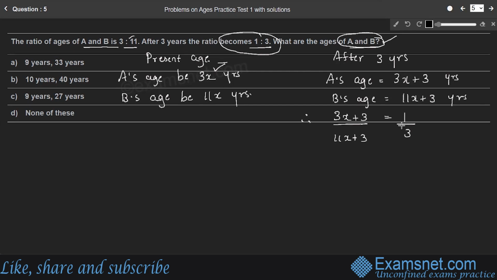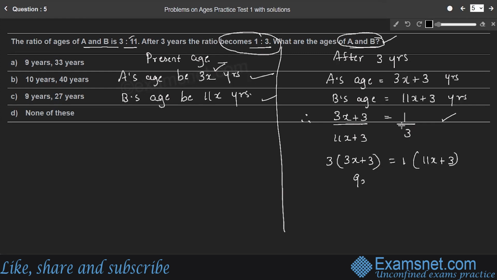They're asking, so here we need the value of 3x and 11x. For that, let us find the value of x first, using this equation. 3 into 3x plus 3 is equal to 1 into 11x plus 3.